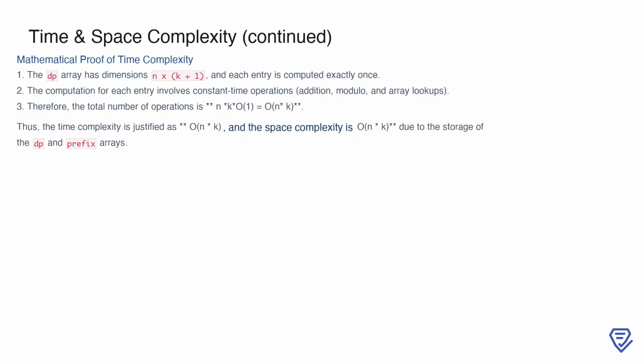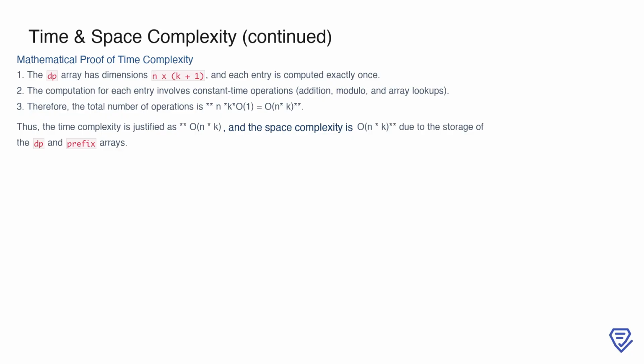The dp array has dimensions n x (k plus 1), meaning there are n*(k plus 1) entries to compute. Each of these entries is calculated exactly once. The computation for each entry involves constant time operations, such as addition, modulo, and array lookups, which means the time taken per entry is 1. Multiplying the number of entries by the time per entry gives us a total of n*k operations. This confirms that the time complexity of the solution is indeed n*k.